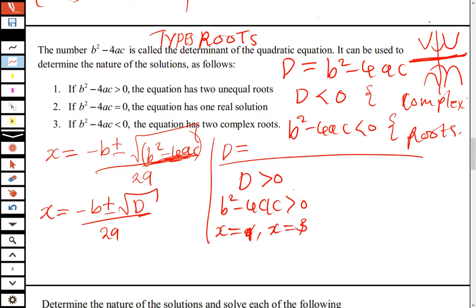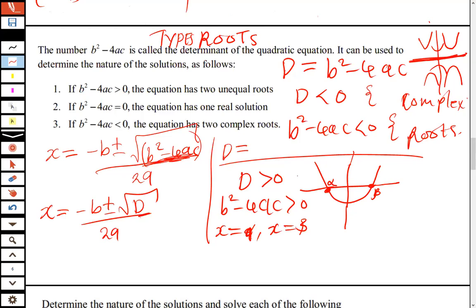So this implies that when you draw the x-y plane, the curve will meet the x-axis at two different points. The first value of x may be there, which is alpha, and then the second value of x may be there, which is beta. That's what it means when you say it has two real roots, not complex roots.